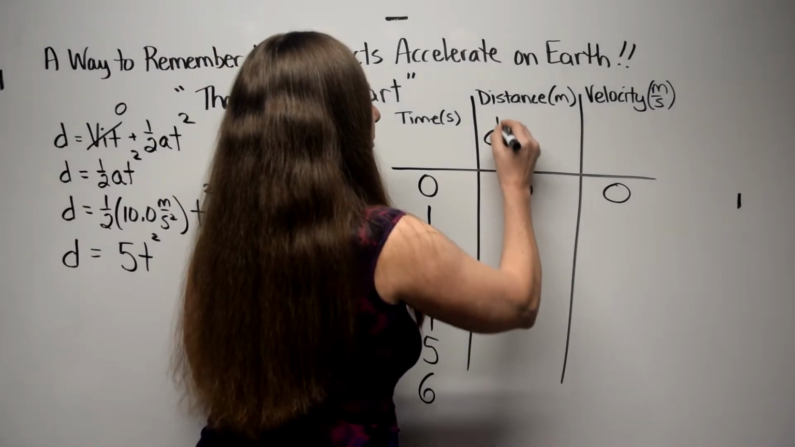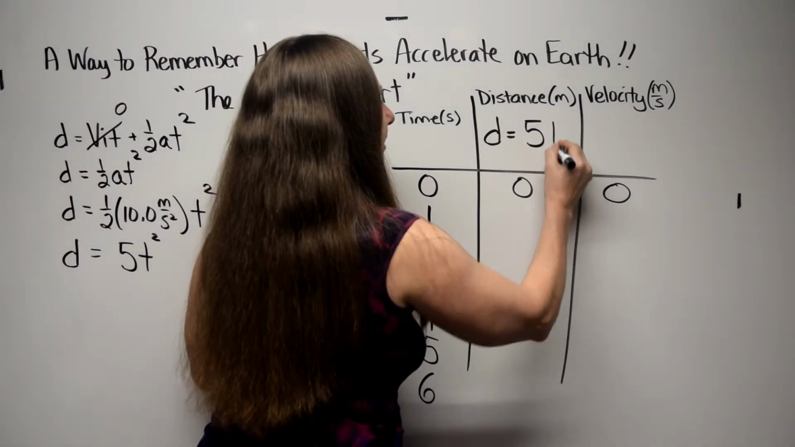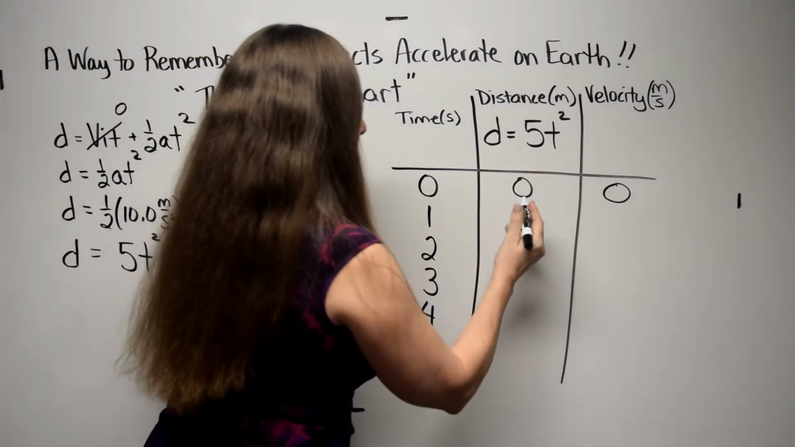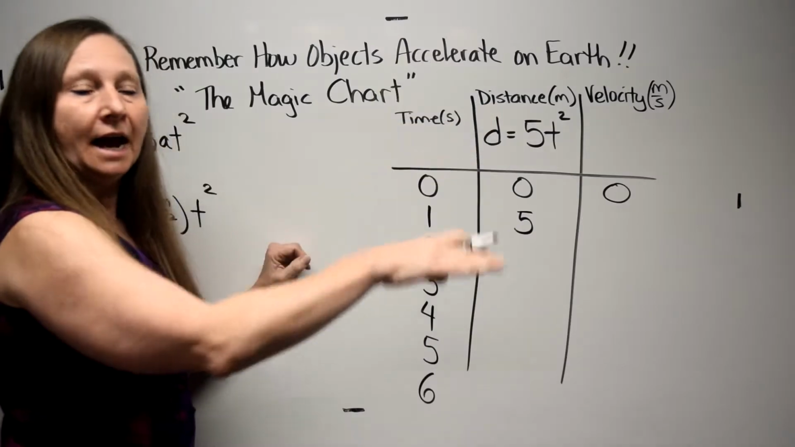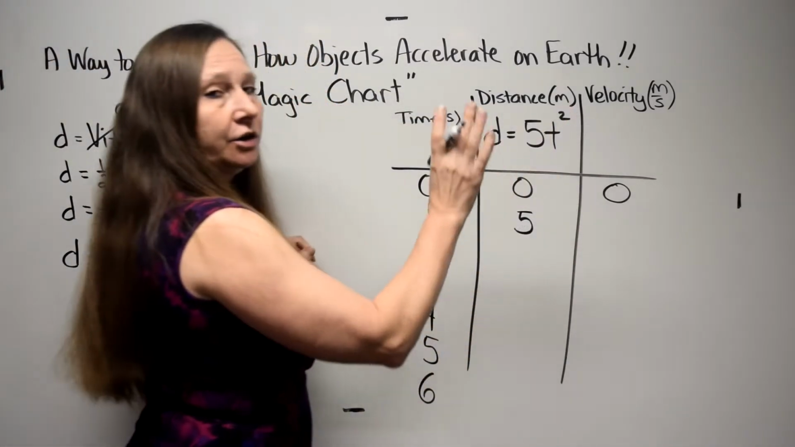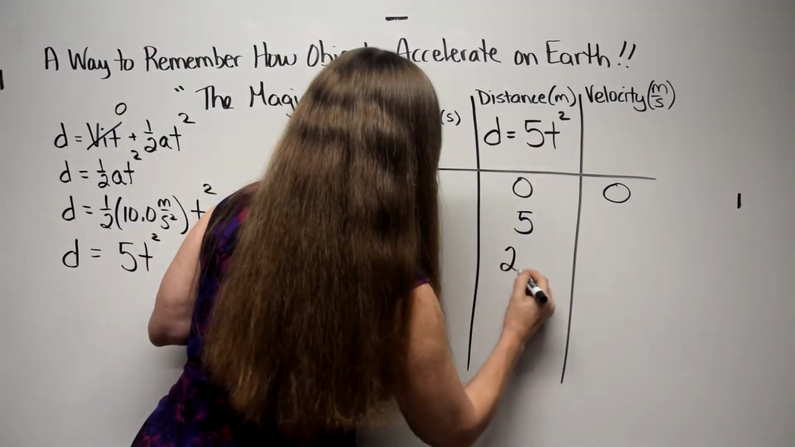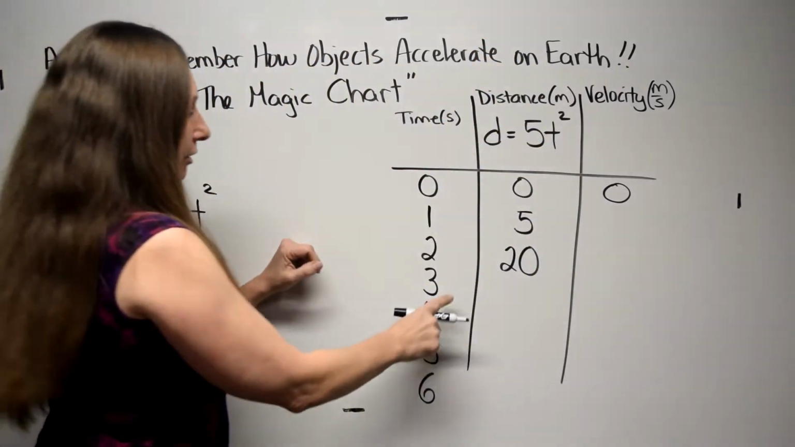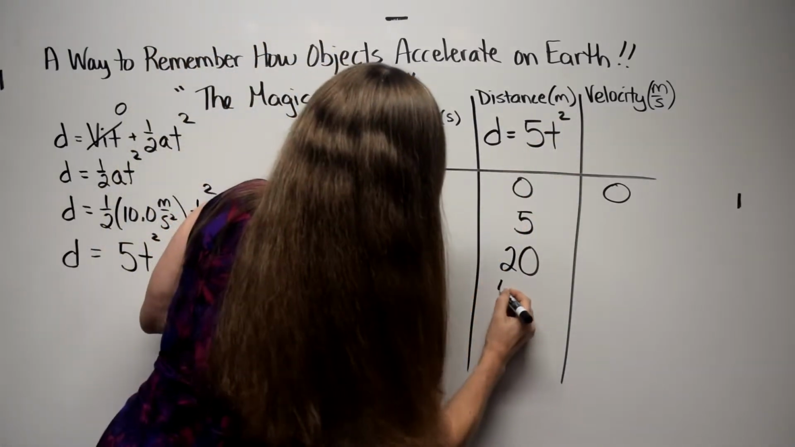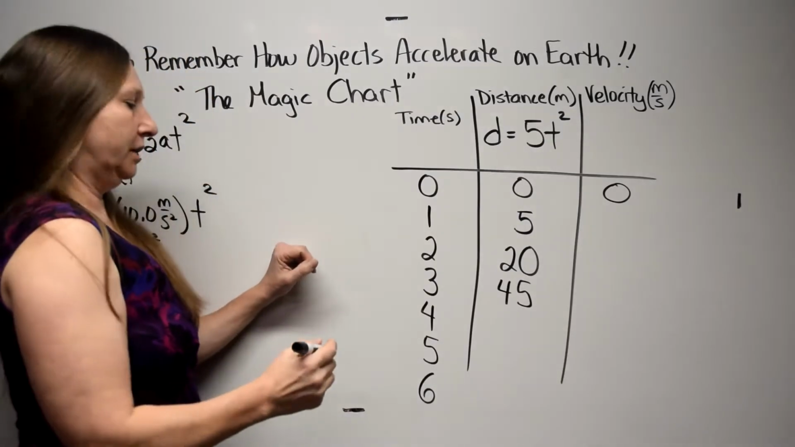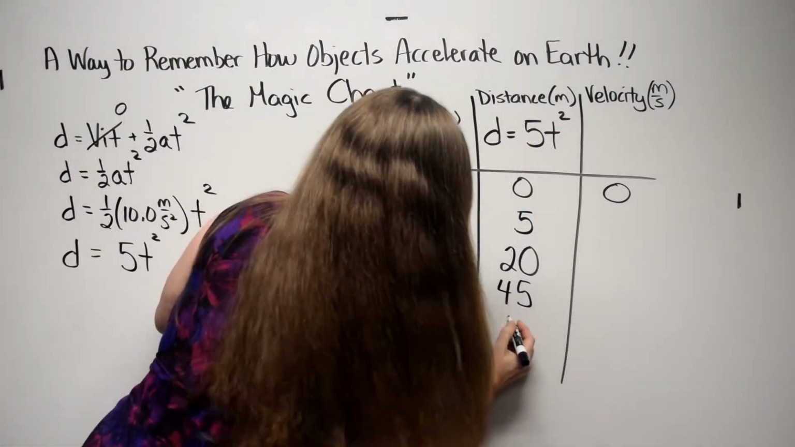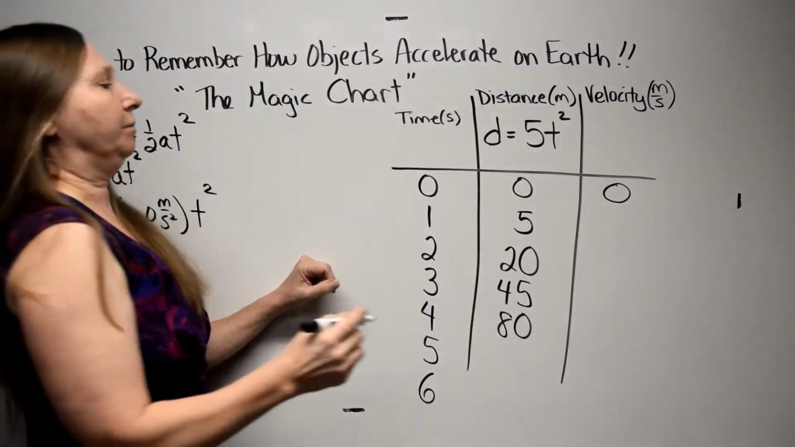So here we put d equals 5t squared. At time 1 second, that's 5 meters down. After 2 seconds, 2 is the time, squared is 4, times 5 is 20 meters down. 3 is the time, squared is 9, times 5 is 45 meters down. 4 squared is 16, times 5 is 80 meters down.